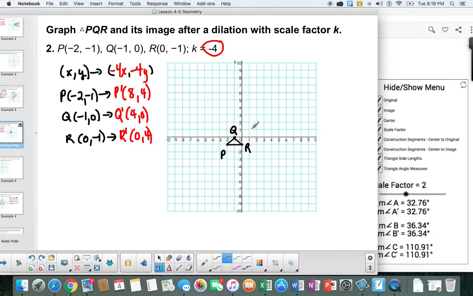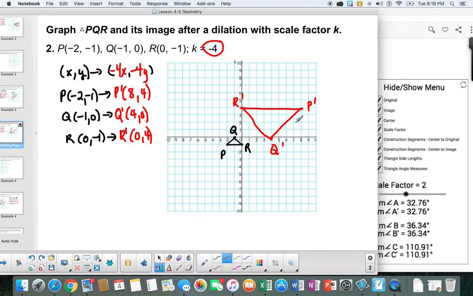Let's go ahead and graph that. 8, 4, 1, 2, 3, 4, 4, 0, and 0, 4. Now the 4 is showing us that it is 4 times as big. This was the point P prime. This is the point Q prime, and this is the point R prime.